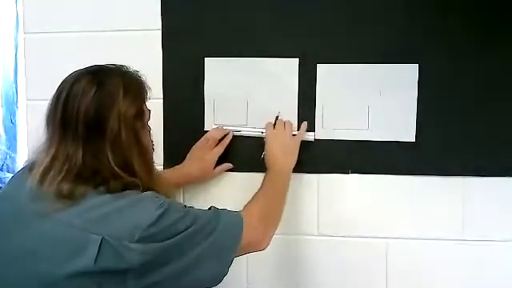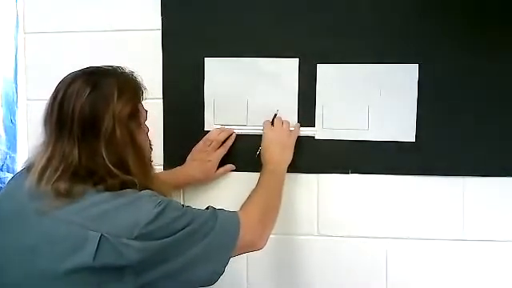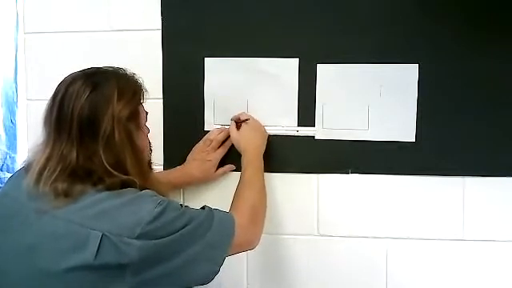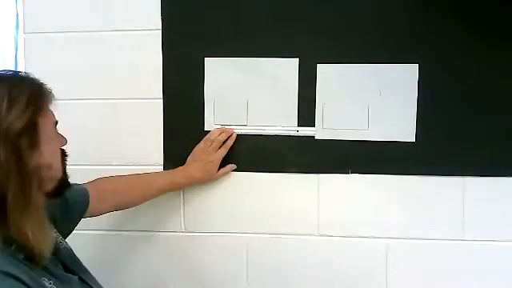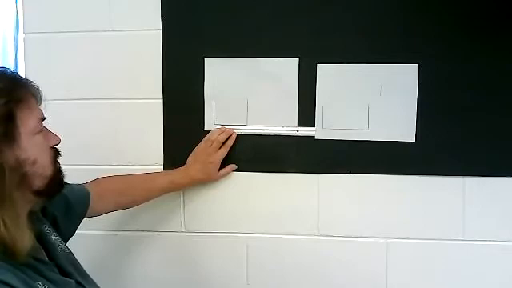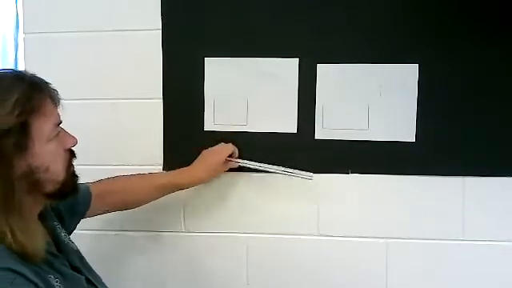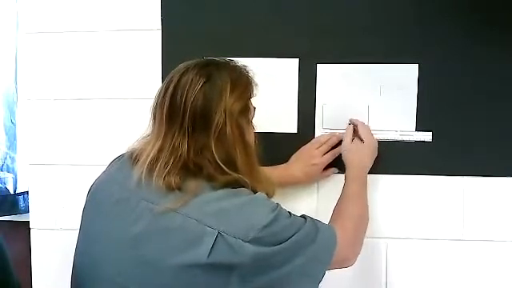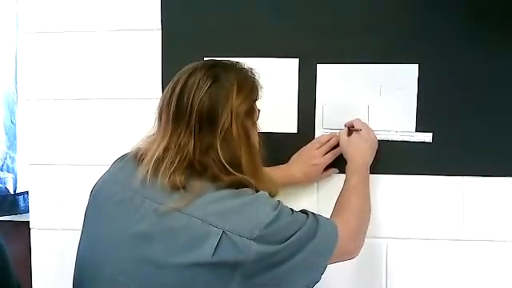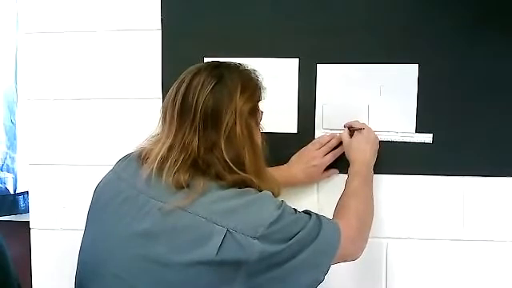Now to get a roof on, what I'm going to do first of all is I'm going to go down here to the bottom, that first line I made, and I'm going to find out about where the middle is on this. Now this, because I made mine 4 inches, the middle is 2 inches. And then this one is 5 inches. And so I'm going to make a mark at the 2.5 inch mark.